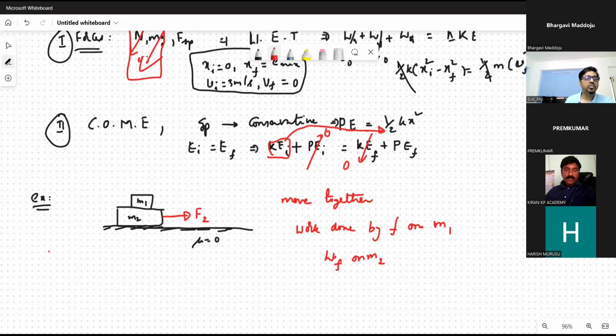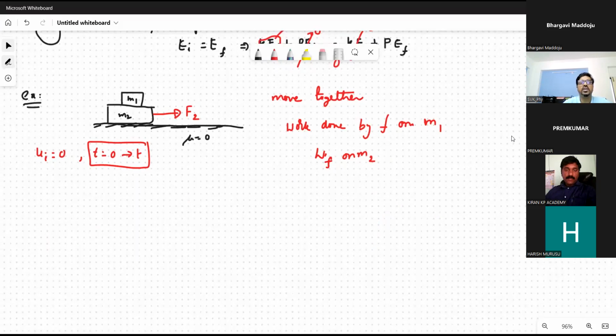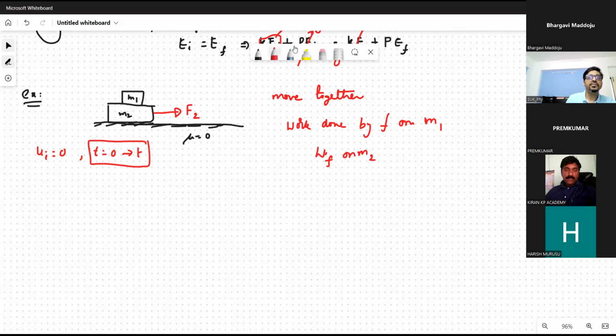So it is assumed that the initial velocity is 0. And we are observing from t equal to 0 to time t. During this observation period, we have to find the work done by friction on M1 and also the work done by friction on M2. This particular question is simple only, but it gives you one concept, the physical visualization of what is work done. That's why I have taken this question.